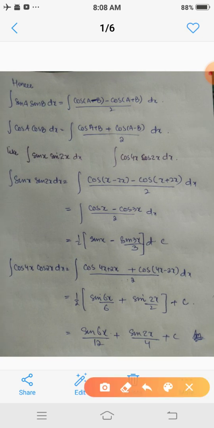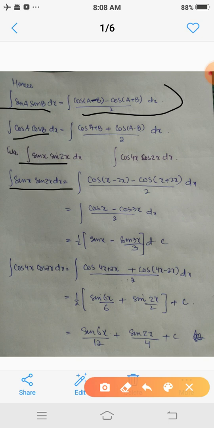That is, the integral of sine a sine b dx equals the integral of (cos (a minus b) minus cos (a plus b)) upon 2 dx, and cos a cos b equals the integral of (cos (a plus b) plus cos (a minus b)) upon 2 dx. Like if we consider sine x sine 2x, we have to integrate this. Here a is x, b is 2x, so using cos (a minus b) minus cos (a plus b) upon 2, that is (cos x minus cos 3x) upon 2, the integral equals 1 by 2 (sine x minus sine 3x upon 3).